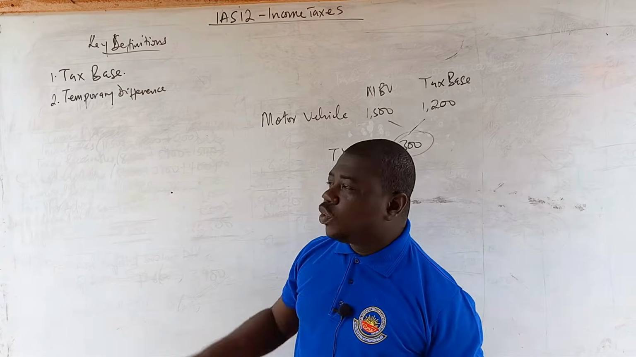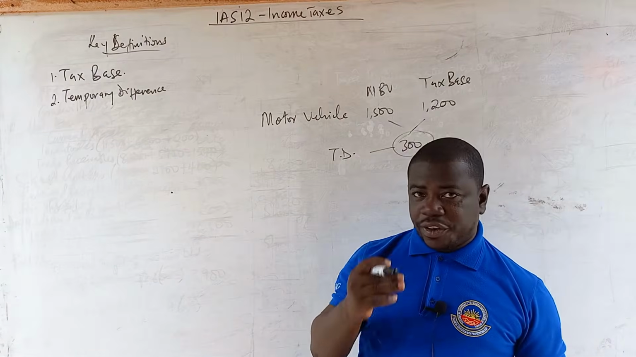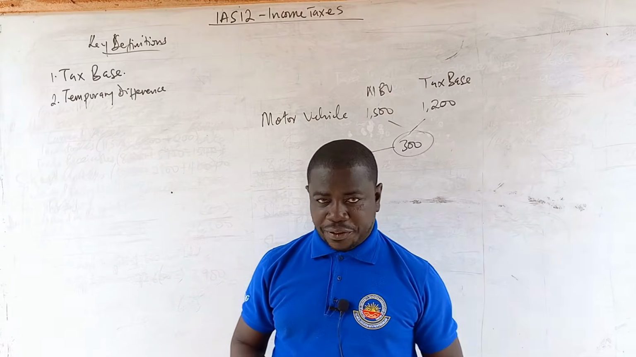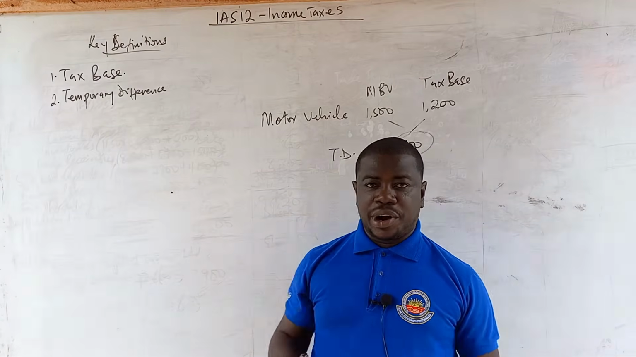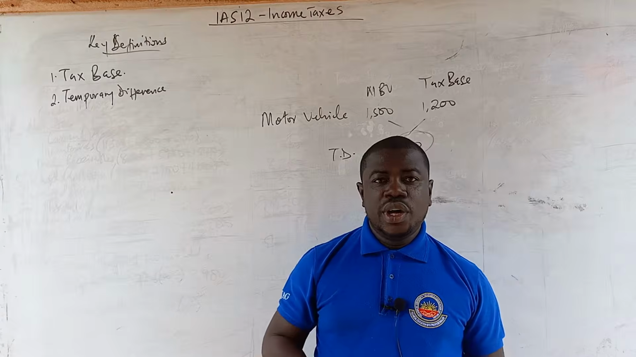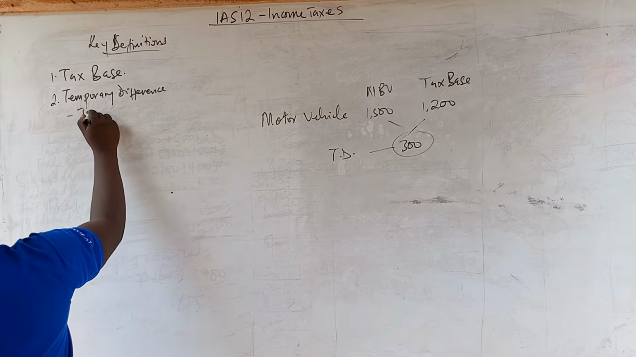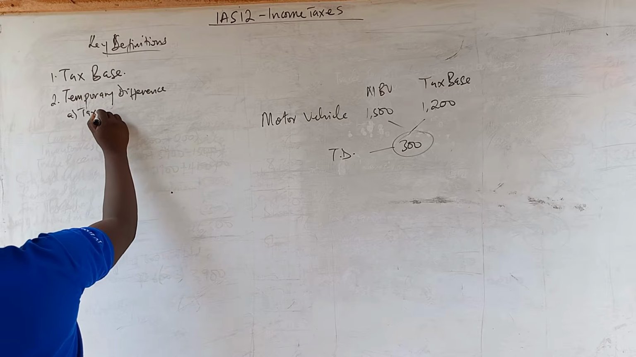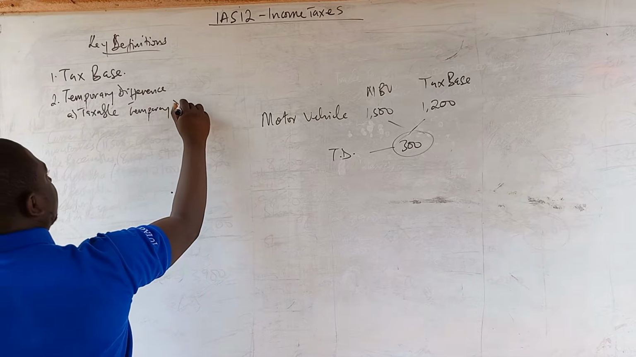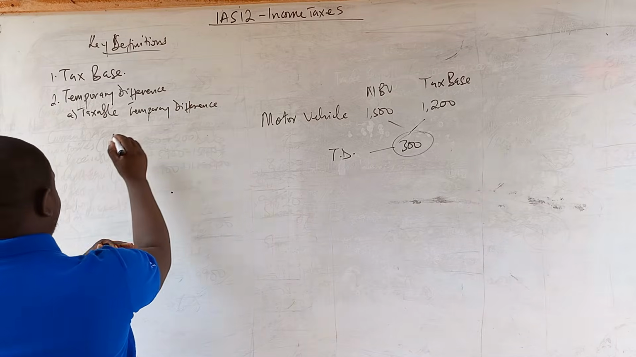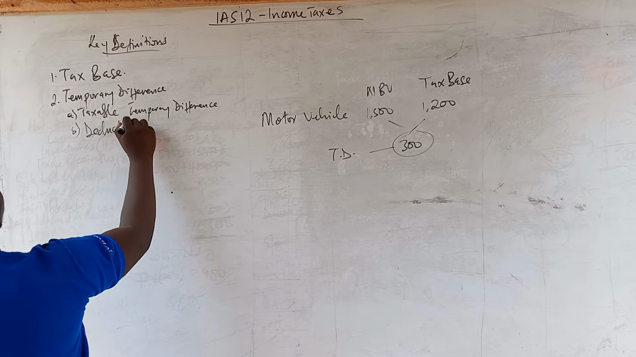Now that we have understood temporary differences, let us also look at taxable temporary differences and deductible temporary differences. We have two types of the temporary difference. We have the taxable temporary difference and we have the deductible temporary difference. So we'll say, under that we'll say taxable temporary difference. Now, I'm going to explain the temporary, please, I'm coming, and then deductible temporary difference.